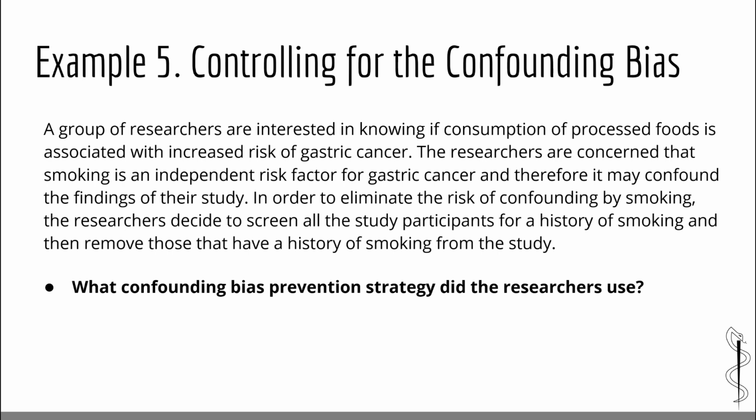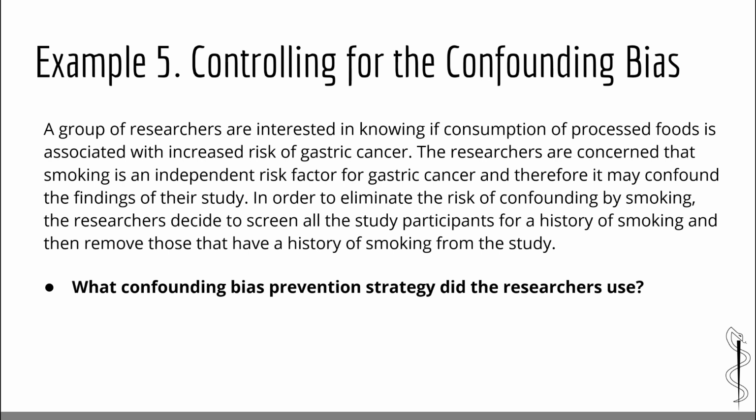In order to eliminate the risk of confounding by smoking, the researchers decide to screen all the study participants for a history of smoking and then remove those that have a history of smoking from the study. What confounding prevention strategy did the researchers use?